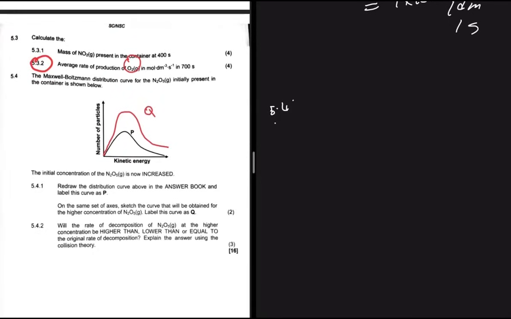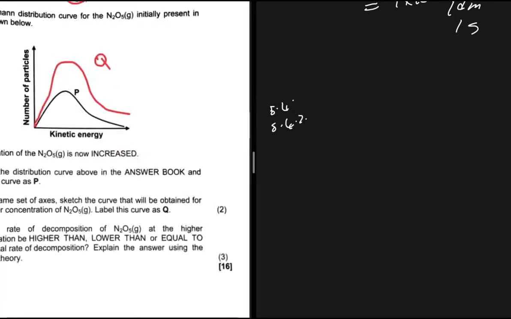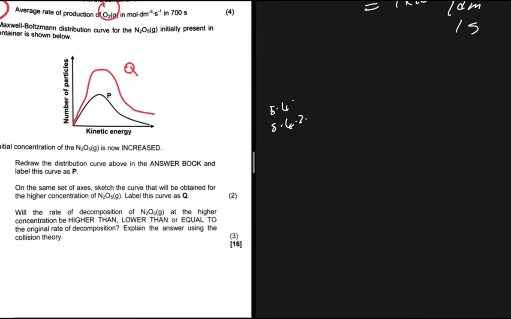Right. And then 5.4.2. Will the rate of decomposition of N2O5 at a higher concentration be higher than, lower than, or equal to the original rate of decomposition? Obviously, we know that it's going to be higher than, because if you increase the concentration, you're going to have more number of moles per unit volume, right? And then if that is the case, then more molecules will have a kinetic energy that is equal to or greater than the activation energy. More effective collisions per unit time.